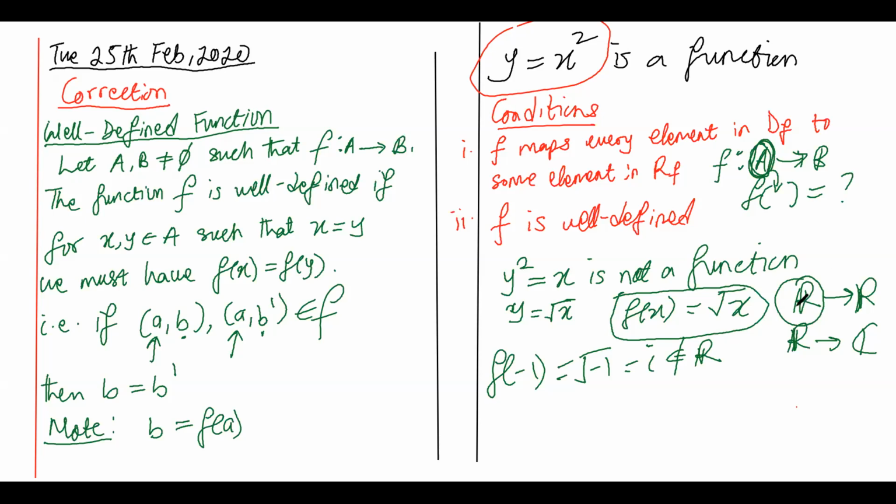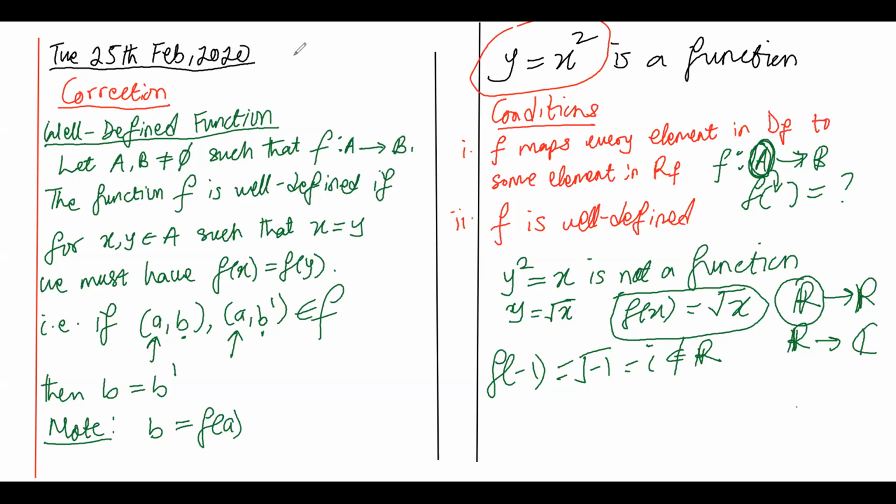Under this arrangement, this function fails. So if this is my domain and this is my range, it means it fails the first condition, which means this is not well defined. Which means this is not a function. Does it make sense?